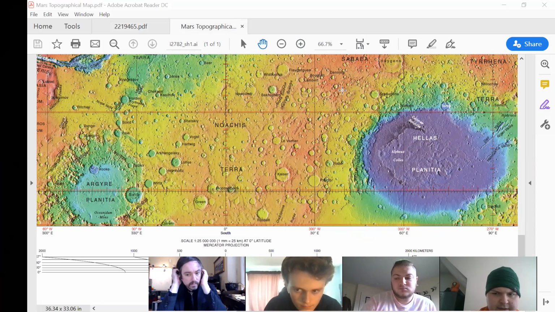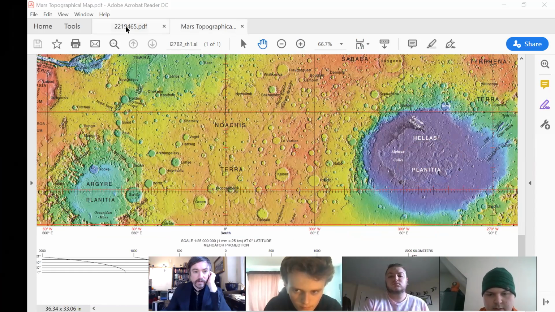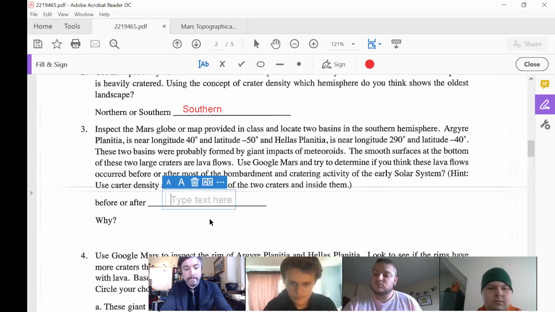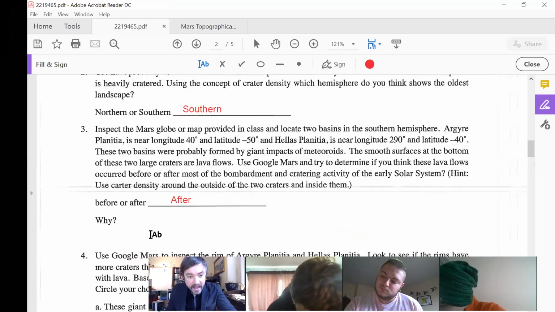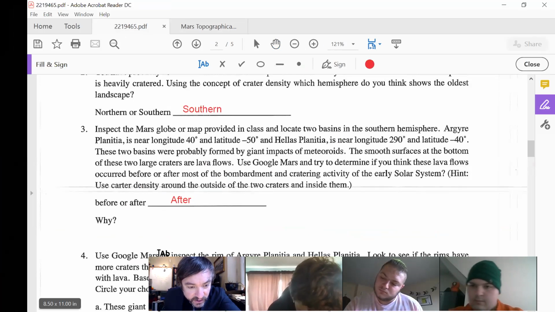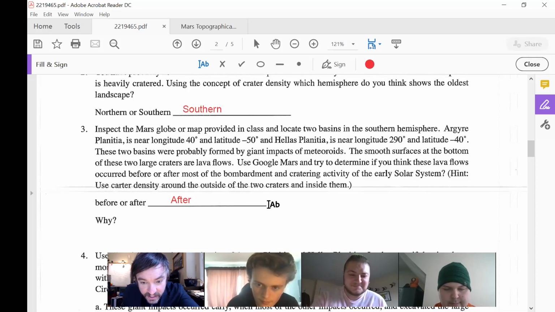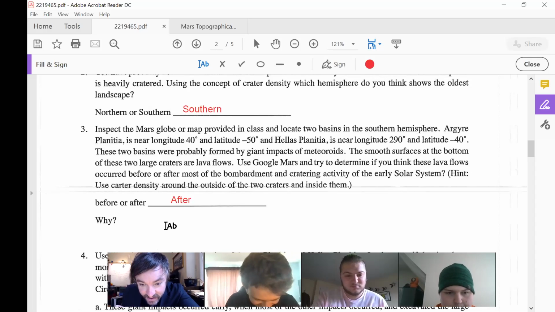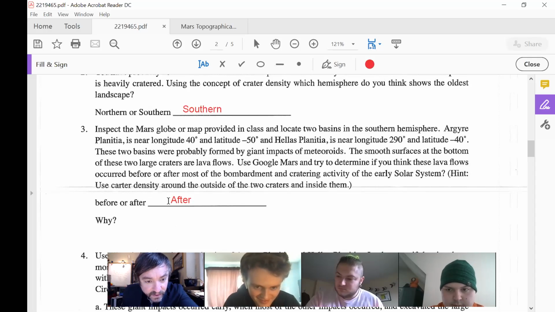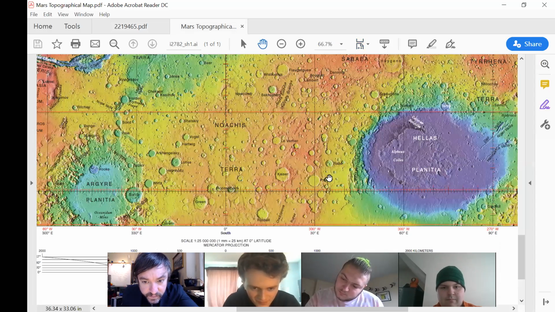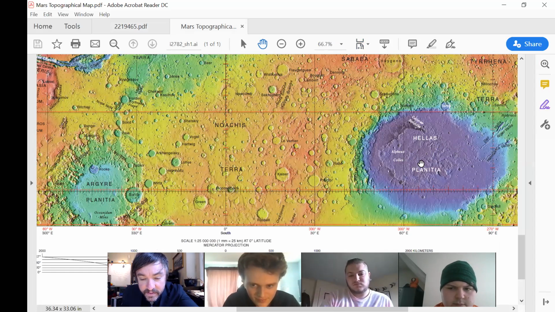Would it be after the heavy bombardment? Correct. And what's the evidence why? Why means, unlike our president and Rudy Giuliani, we need to back up our extraordinary claims with observational evidence, things that everyone can go and examine, right? So if we're going to say that the lava flows occurred after heavy bombardment, what is our evidence here that explains why? How do you know that this occurred after the heavy bombardment?